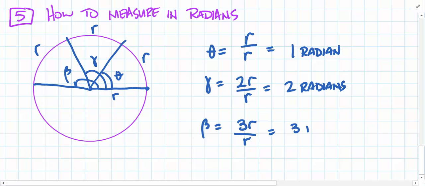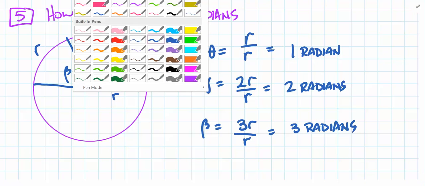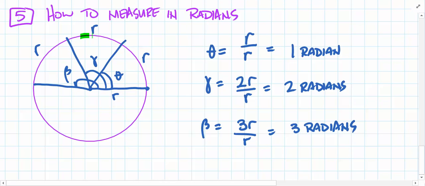Okay? So the question then, in general, how would I say, like, let's say I had this arc length here, how would I measure that in radians, that green one there? Well, what would you do? If I called that distance s, then the angle that's created is just s divided by r, because that's what I'm doing every single time here. I'm dividing by r and then canceling out.